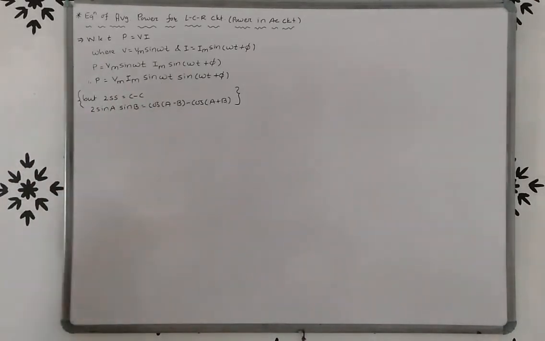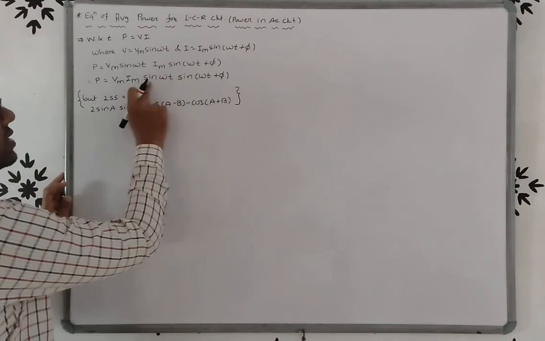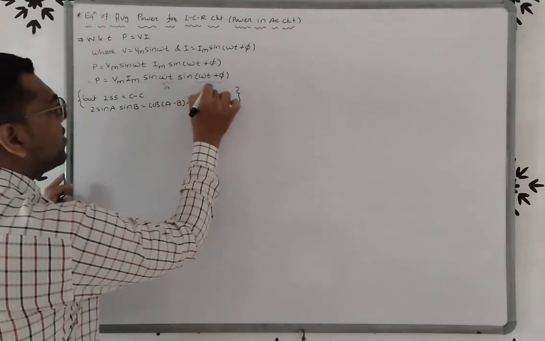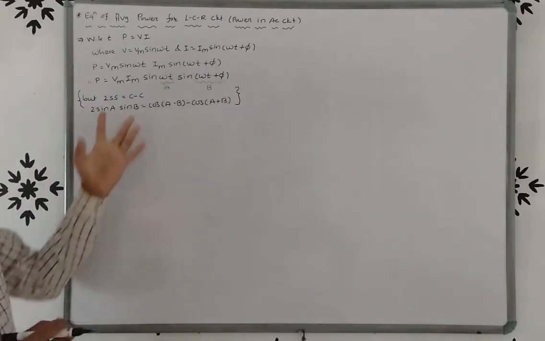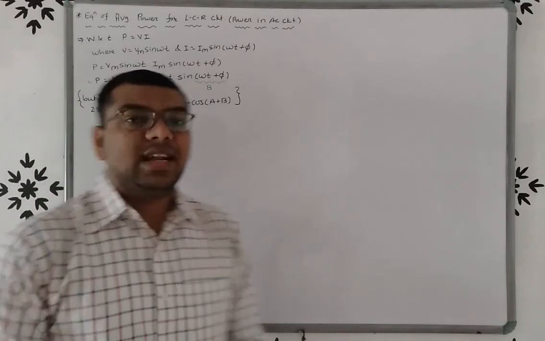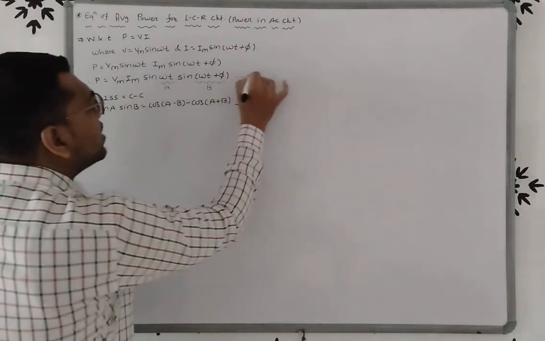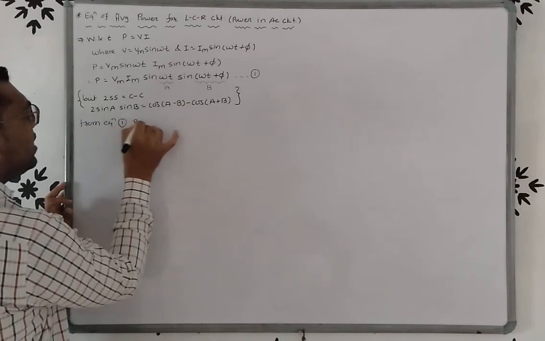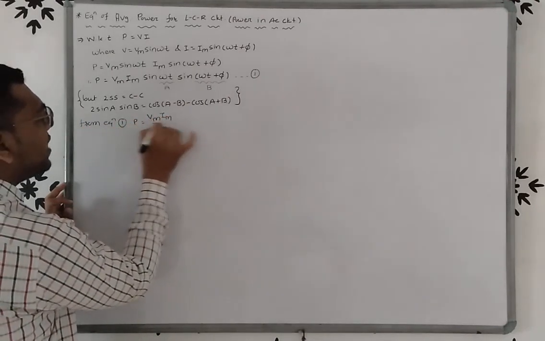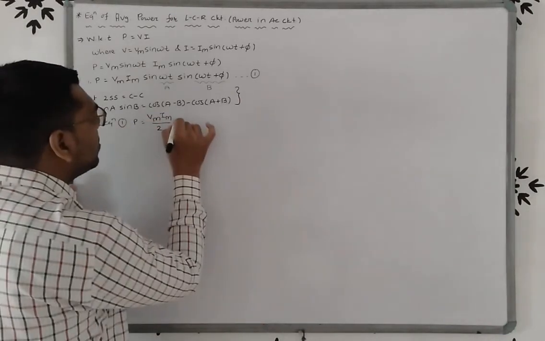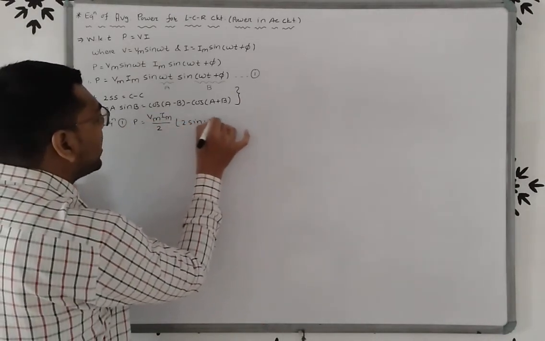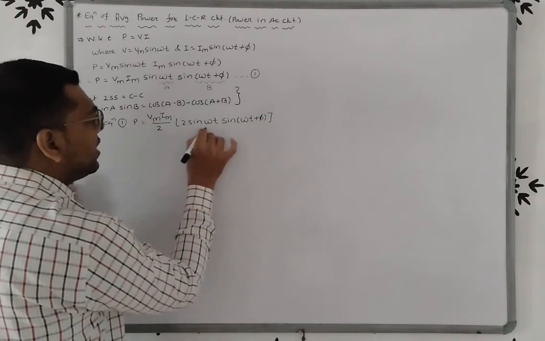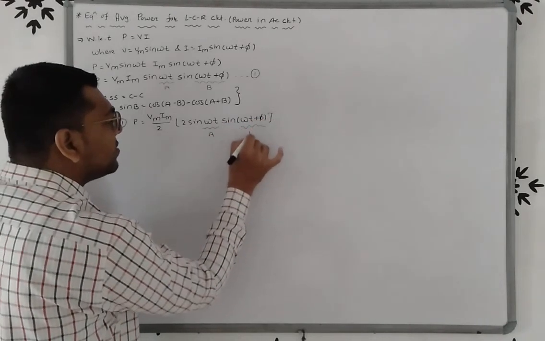So here, friends, we take omega t as A and omega t plus phi as B. To apply this formula, we have to multiply and divide this equation by 2. So this is equation 1. From equation 1, P is equals to Vm Im by 2 into 2 sin omega t sin omega t plus phi. Here we take omega t as A and omega t plus phi as B.